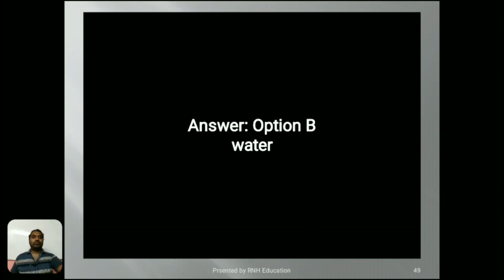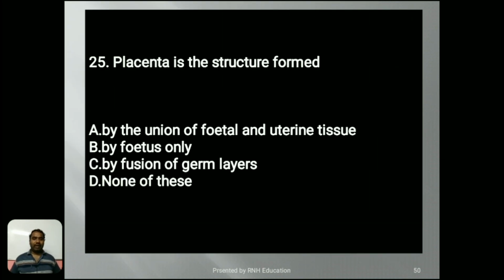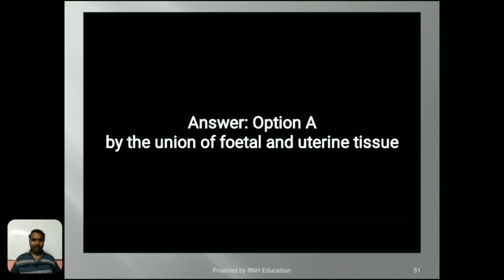Okay. And the next question, that is question number 25 and the last in this video. Placenta is the structure formed, options are A, by the union of fetal and uterine tissue, option B, by fetus only, option C, by fusion of germ layers, option D, none of these. If you have any problem with a biological term, you may please consult a dictionary. Okay. Now we are going to see the answer. The answer is option A, that is by the union of the fetal and the uterine tissue.